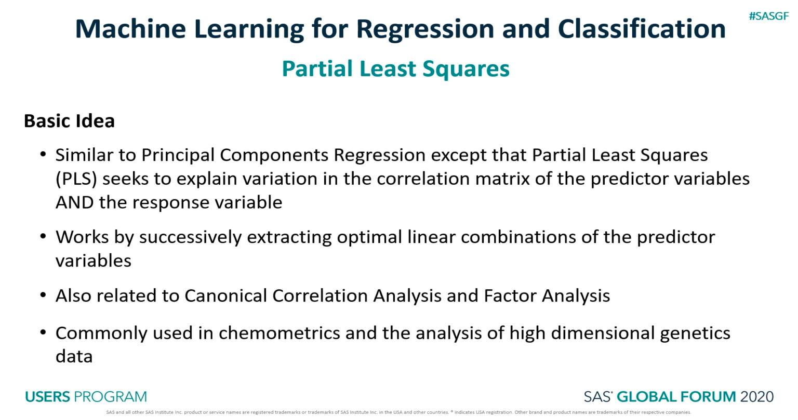So the next topic, which is related to principal components regression, is that of partial least squares. And unlike principal components regression, partial least squares seeks to explain the variation in the correlation matrix of the predictor variables and simultaneously the response variable. It works by successively extracting optimal linear combinations of the predictor variables, and it's related to canonical correlation analysis and factor analysis, which you may have encountered in the context of multivariate statistical analyses. Partial least squares is commonly used in chemometrics and in the analysis of high-dimensional data in genetics.